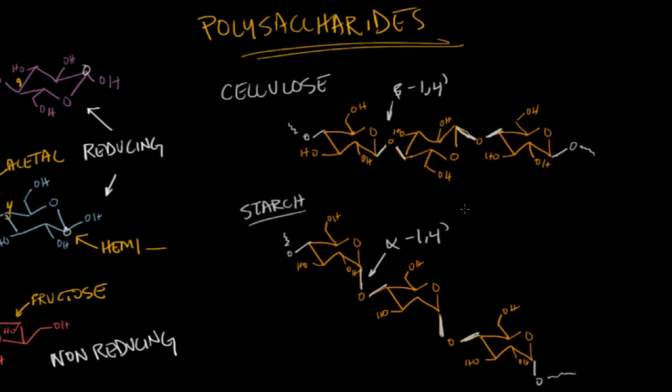And really the functional difference here is that as humans, we have the enzyme to break down these alpha 1,4 linkages, and we can use starch, which again is found in a lot of plant products, as a source of energy, because we can break these down into glucose to undergo cellular respiration, but we lack the enzyme to break down the beta 1,4 glycosidic linkages of glucose, so we can't appreciably use cellulose as an energy source.